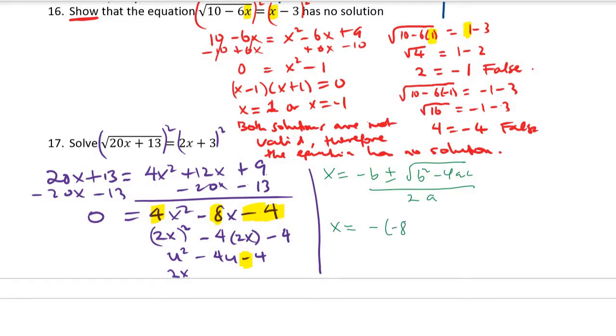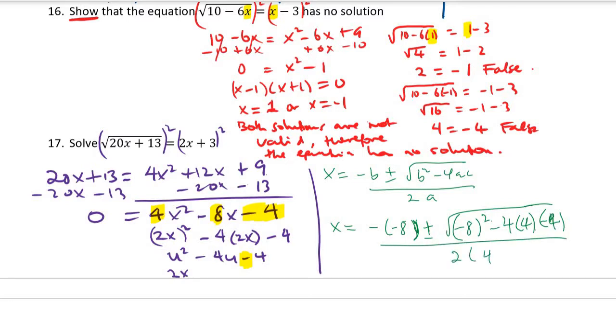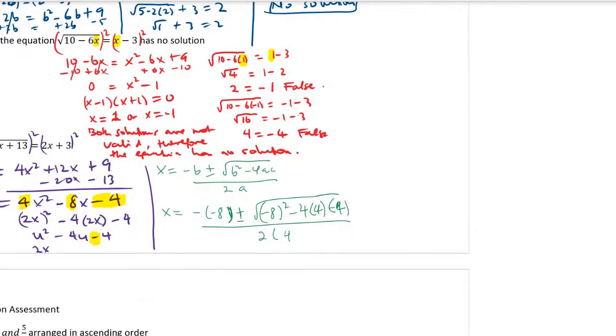negative 8 plus or minus the square root of negative 8 squared minus 4 times 4 times, no, times negative 4, all over 2 times 4. Okay, we need more space. I go over here, okay, the inside. So x equals 8 plus or minus the square root.